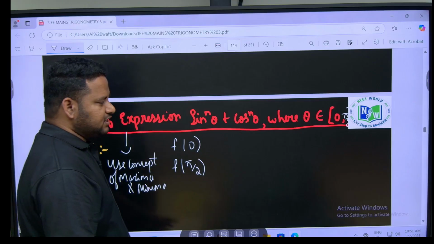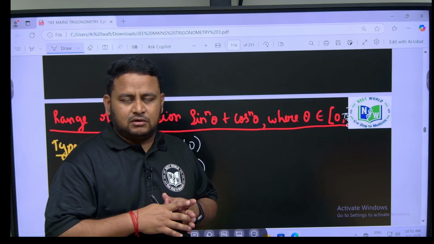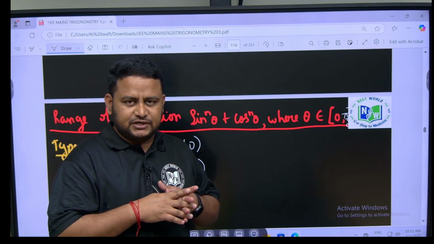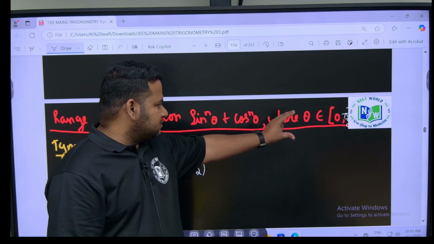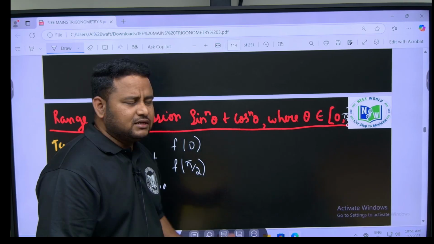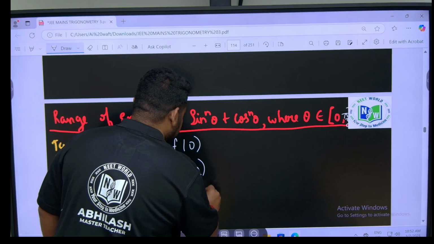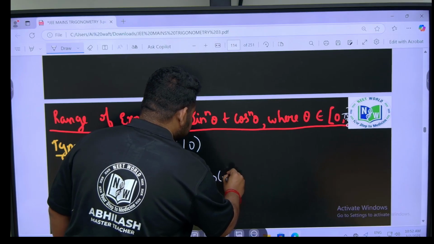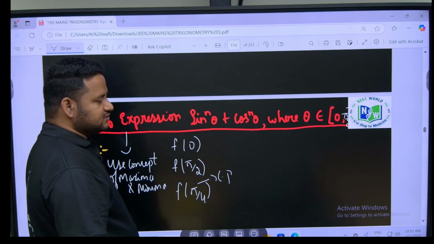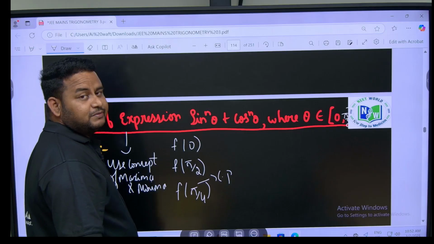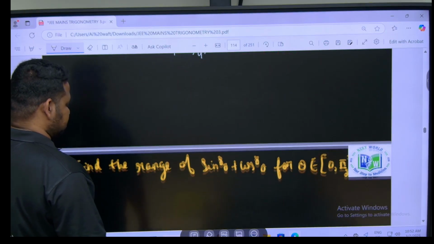So here, first you will differentiate the given equation. Then you will equate the first derivative to 0 and find the critical points. If it is the closed interval 0 to pi by 2, definitely you will get the critical point as pi by 4, because we know that sin 0 will be 0 and cos pi by 2 will be 0. Fine. Let us solve the question based on this.